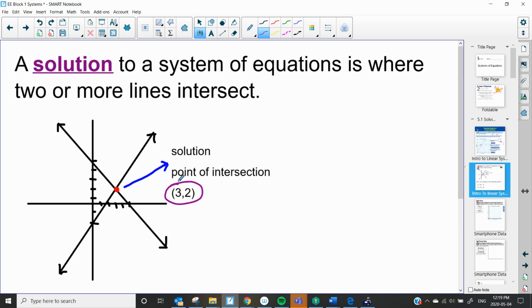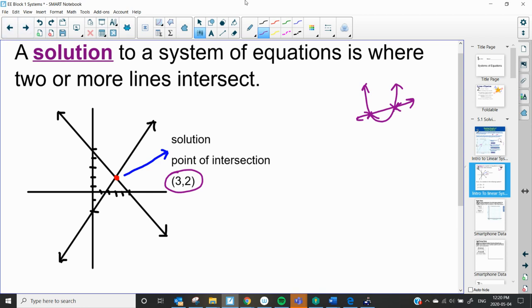Now, it's important to note that in this unit, we're looking at systems of linear equations. When you get further into Math 20, you can look at other systems of equations. They don't have to just be two lines intersecting. We could be looking at a parabola intersecting with a diagonal line. In this case, this question would have two solutions. All right, but we're just going to look at linear systems of equations in grade 10.